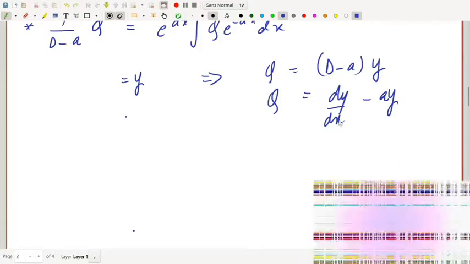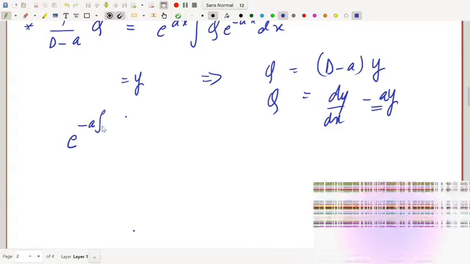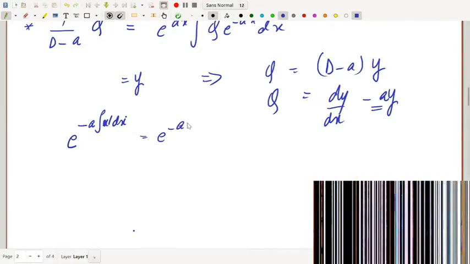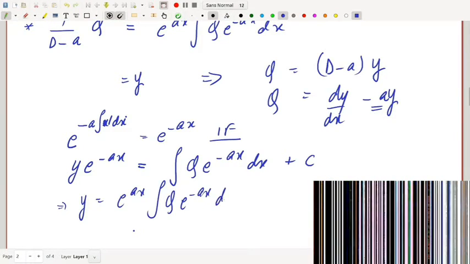इंटीग्रेटिंग फैक्टर क्या होगा हमारे पास इसका? यहाँ से आएगा e raised to power minus a x, 1 dx, which is equal to e raised to power minus ax. ये इंटीग्रेटिंग फैक्टर हुआ हमारे पास. So solution will be y into integrating factor equal to integration of Q into integrating factor dx plus a constant, and hence we get y is equal to e raised to power ax, integration of Q e raised to power minus ax dx. पर्टिकुलर सोल्यूशन में कोई भी आर्बिट्रेरी कांस्टेंट नहीं होता, इसलिए we omit this arbitrary constant.